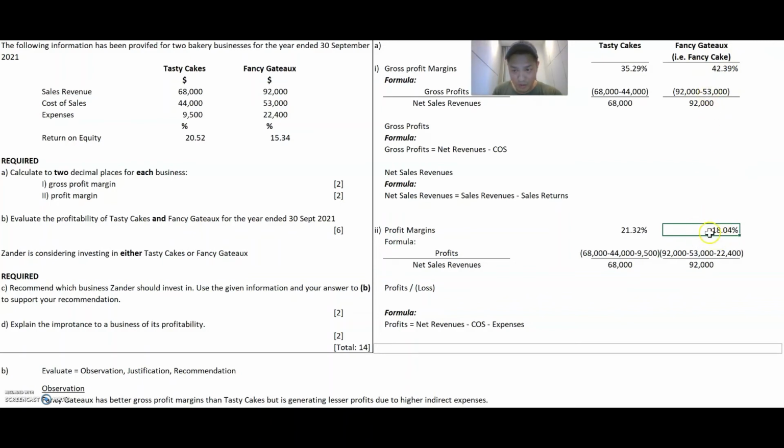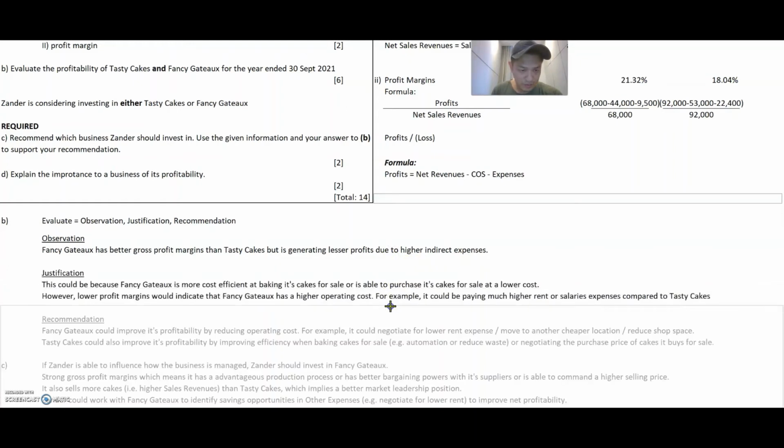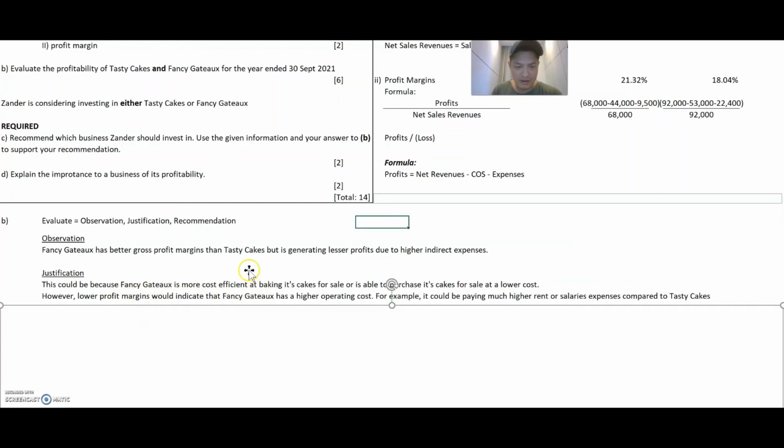So in between gross profit and profit margin is expenses, and the different types of expenses could be utilities, rental, and salary, right? So that's the observation. Let's look at the justification. I've said that Fancy Gâteau may be more efficient at baking cakes, or maybe could buy its cake at a lower cost, but a lower profit margin would indicate that it has a higher operating cost. So it's maybe paying a much higher rental and salaries compared to Tasty Cake, right?